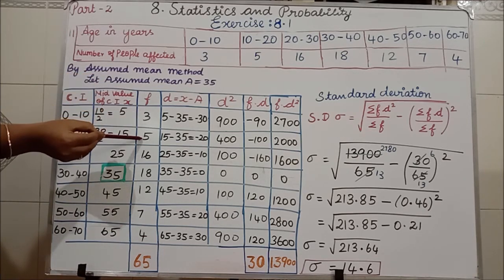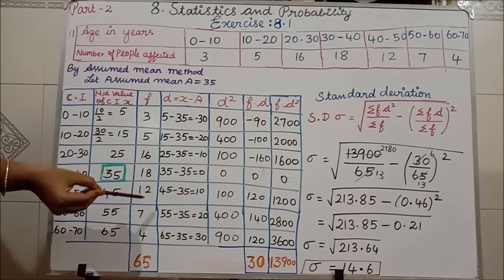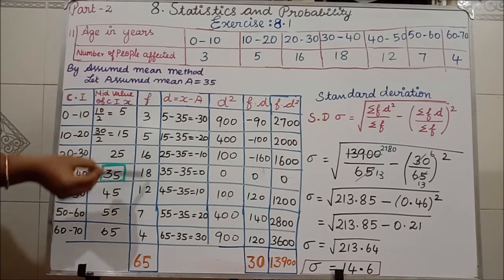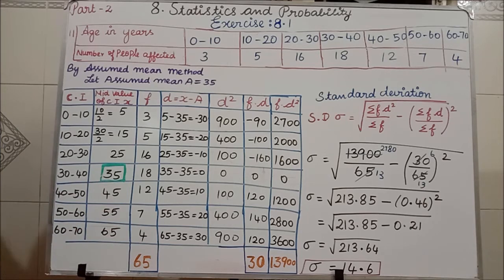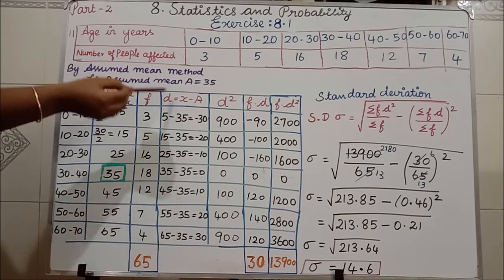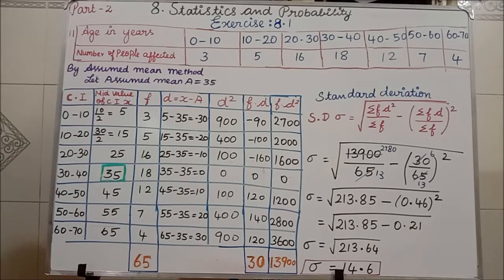So 3 plus 5 plus 16 plus 18 plus 12 plus 7 plus 4. If you are adding, the summation of f is 65. Here we know what is X, what is F, what is D we don't know. If you see according to the formula, we need what is F into D square. First D square values we will find.